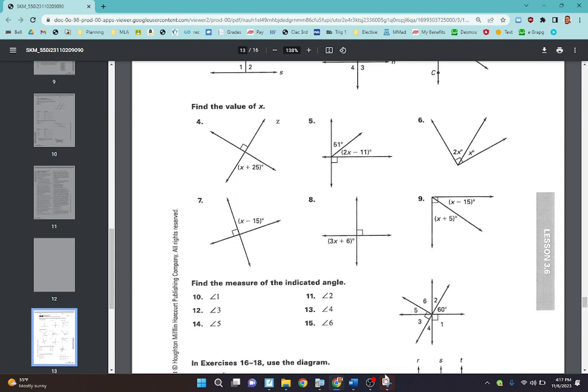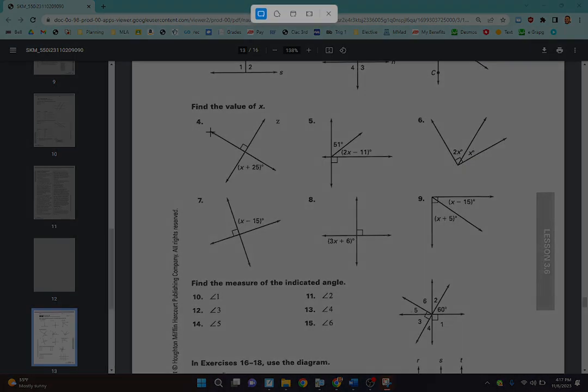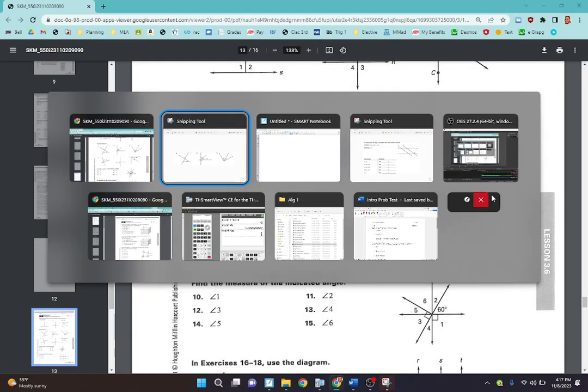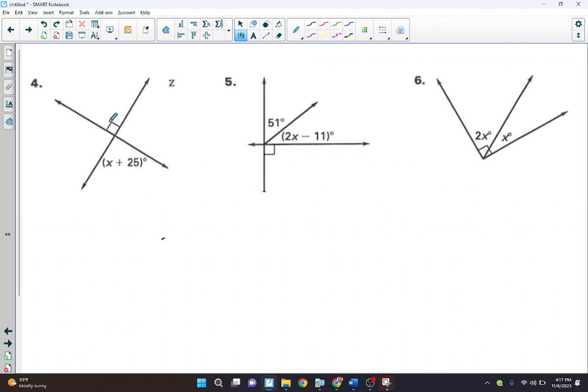Number 5 and 6, is it x plus 25 equals 180? Hold up, we do number 4. x plus 25 equals 90. It's vertical. I'm just going to do all three. So number 4: this is vertical to each other. Because they're vertical, they're equal to each other. So x plus 25 equals 90. Minus 25, minus 25. This is 3.6 now.